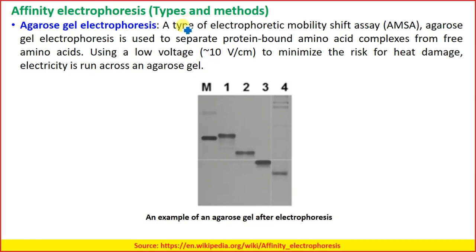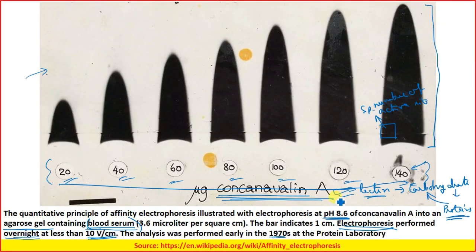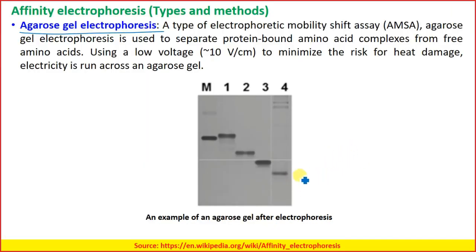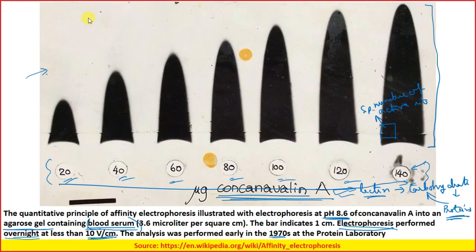Now, what are the types of affinity electrophoresis? The first one is agarose gel electrophoresis. We have just seen that we can add some proteins over there and try to find out the analytes which will be there. So it is using a slightly modified agarose gel electrophoresis. This is one example of affinity electrophoresis using the agarose gel electrophoresis technique: the analysis of concanavalin A using the agarose gel.